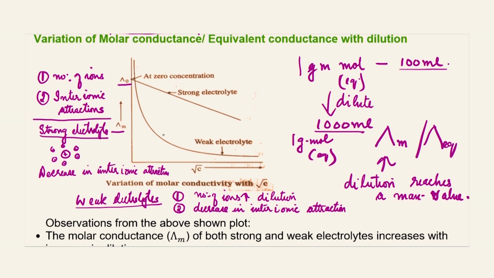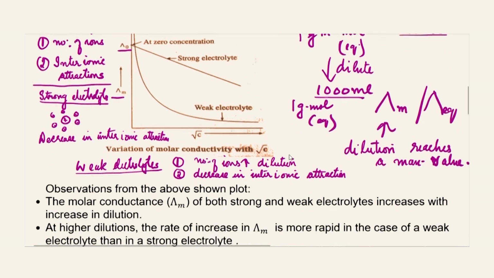And this can be determined only in the case of a strong electrolyte. In the case of a weak electrolyte, you can see that it goes almost parallel to the molar conductance axis, and in that case you can never find out the value of lambda 0 for a weak electrolyte. Okay. So, let us see what are the observations from the graph.